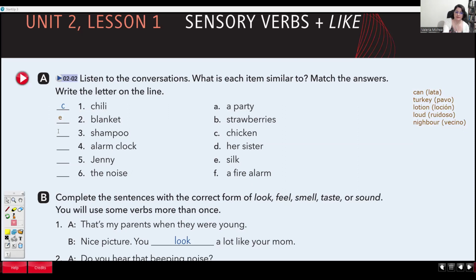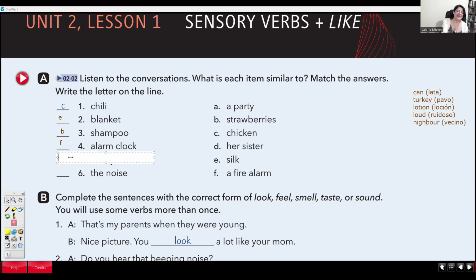Right, what about the shampoo? Tastes, feels, sounds? Strawberry. Letter B. Smells. It smells like strawberries. Yes, we are talking about smell. An alarm clock that looks, that feels, sounds. A fire alarm. Yeah, sounds like a fire alarm. That's a horrible thing.